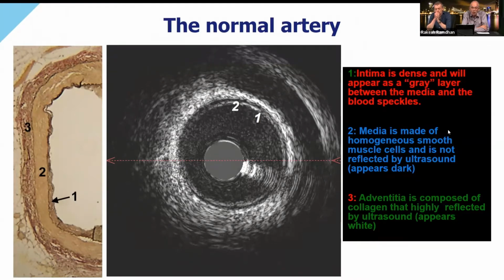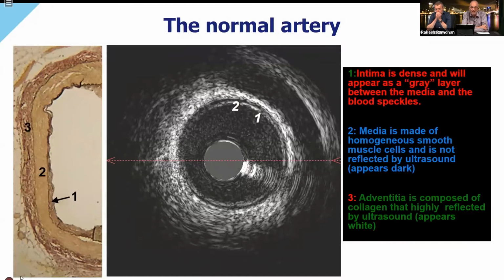The keyword is homogeneous, because in homogeneous material, which is quite regular, you will have no reflection of ultrasound. So that will stay black until the ultrasound beam reaches the leading edge, the inside of the adventitia, and that is composed of collagen. Because of a huge difference in acoustic impedance, a bit of a technical term, we have a lot of reflection, and that's why it appears white.